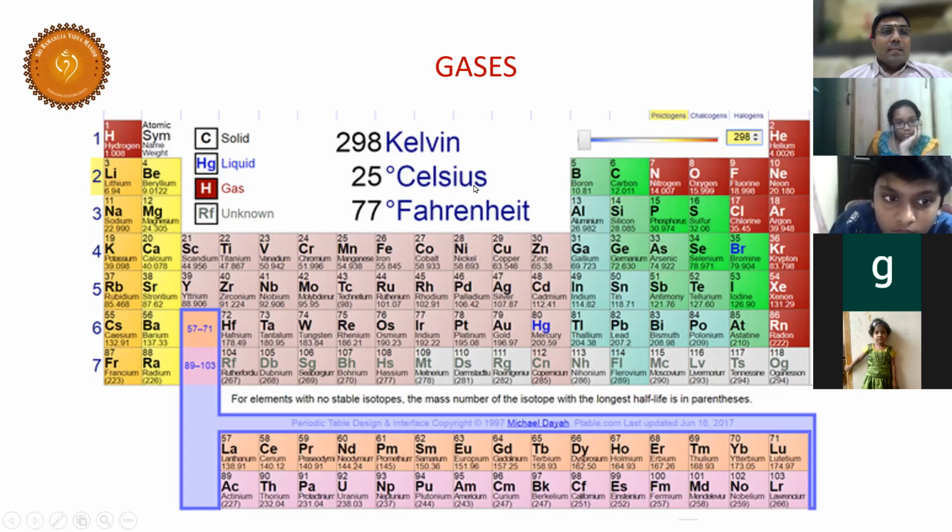Now students, very interesting. In the complete periodic table, there are only 2 elements which are liquids. Can you see here what the elements are? The blue color. Which elements are in blue color?